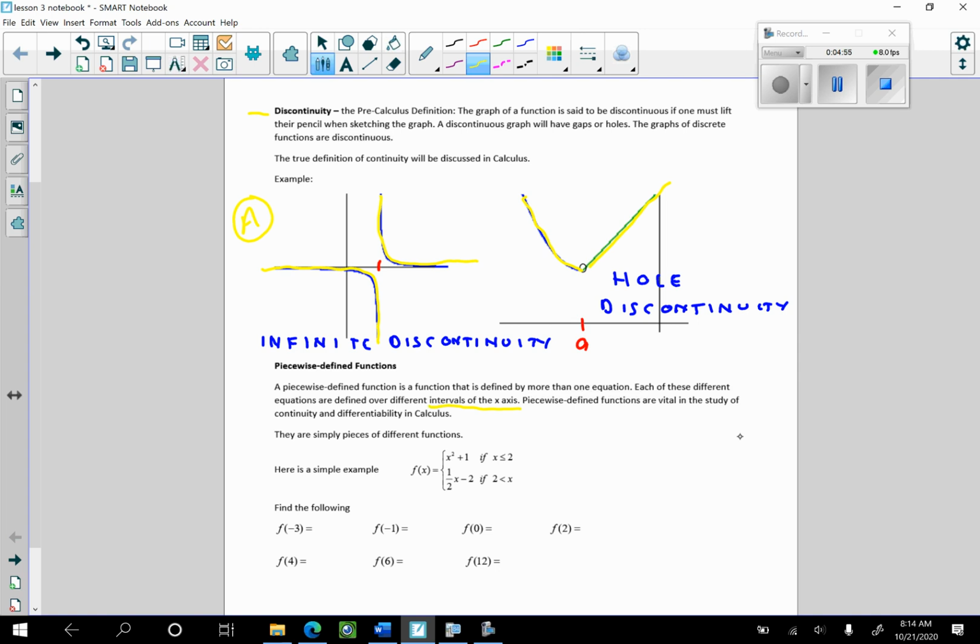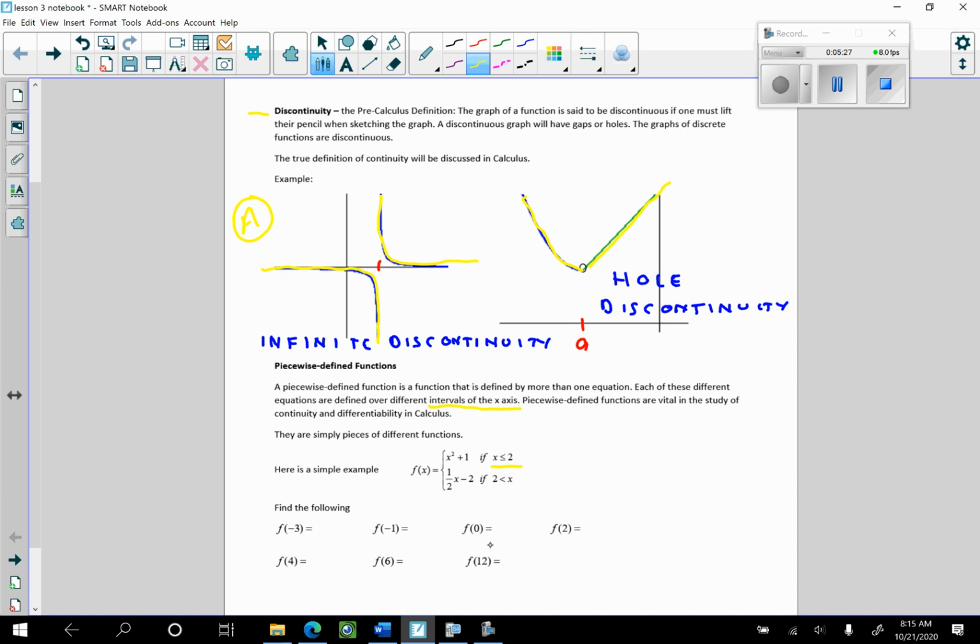Here's a simple example of a piecewise defined function, and I'm not quite sure if we're going to graph this. I think we do graph it on the next page. This particular function, the top of it is quadratic, and the bottom of it is linear. It's quadratic if x is less than or equal to 2. So if x is less than or equal to 2, I'm going to use this quadratic. If x is greater than 2, I'm going to use this linear.